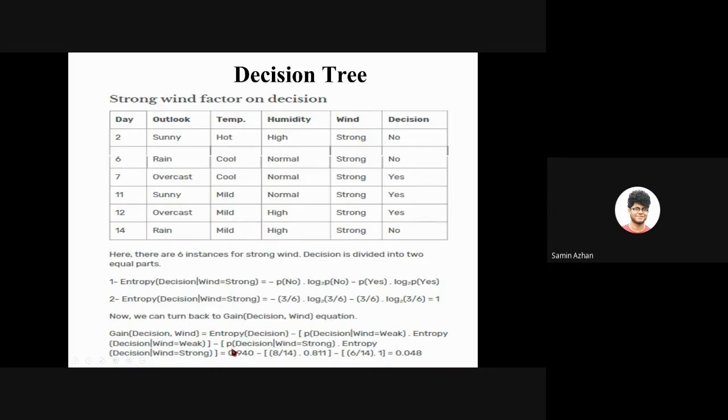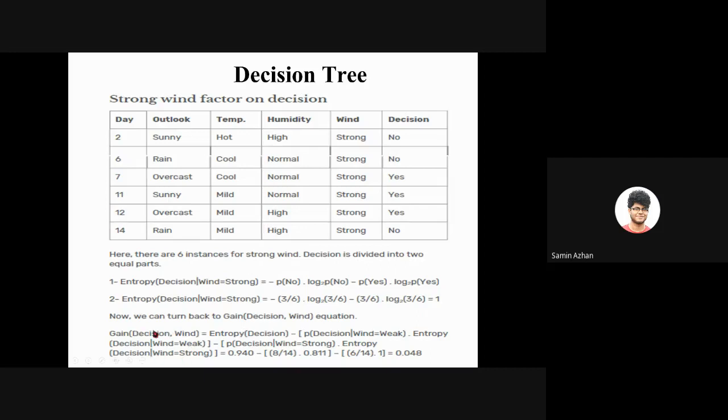So first we have to calculate the probability of decision while wind is equal to strong. How can we do that? We have 6 rows here, 1, 2, 3, 4, 5, 6. And in total we had 14 rows. So the probability would be 6 divided by 14. And the entropy of decision while wind is equal to strong, we calculated that as 1. So it should be 6 divided by 14 times 1.